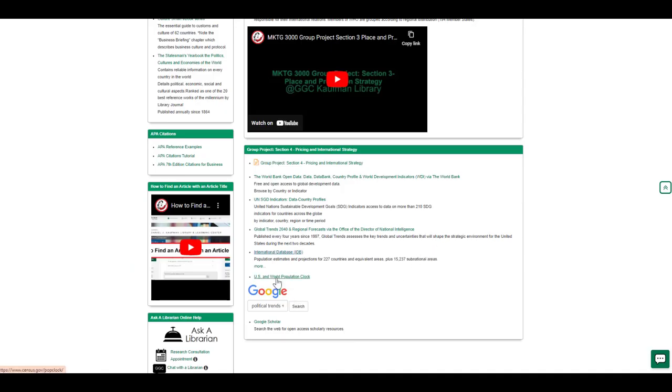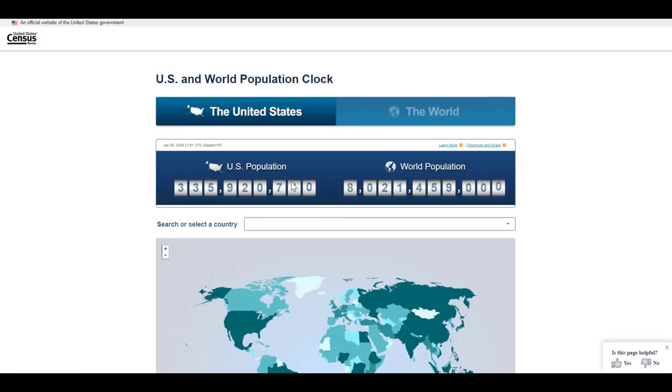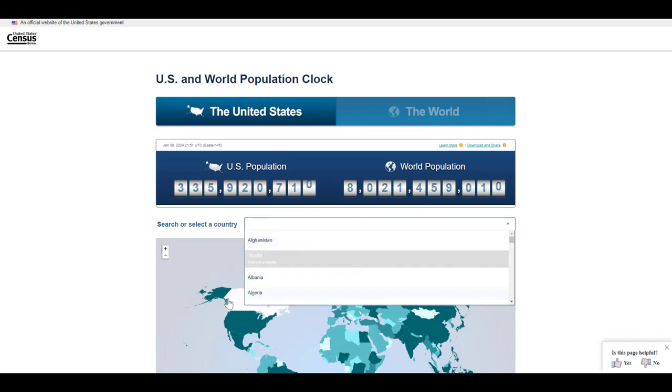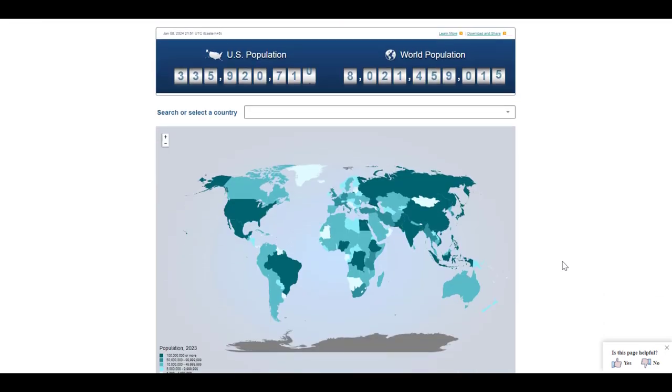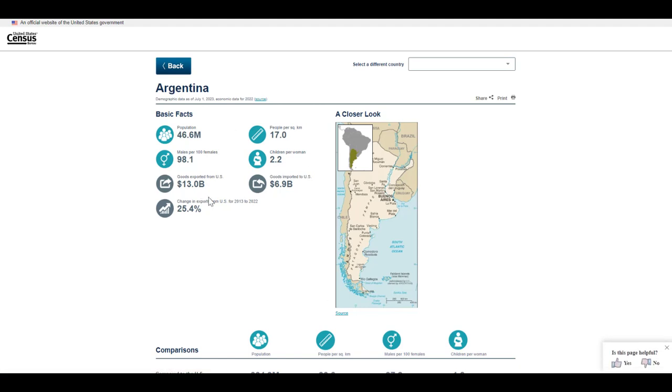Also, we have the U.S. and world population clock, so that just shows us where the world population is now. The U.S. population also, I can go here. This is the most populous cities. I can go in, I can type in my country, or I can scroll down the map and select my country. I know that mine is down here. It's Argentina, so I can type it in or just select the country. It just gives me a little bit of information.